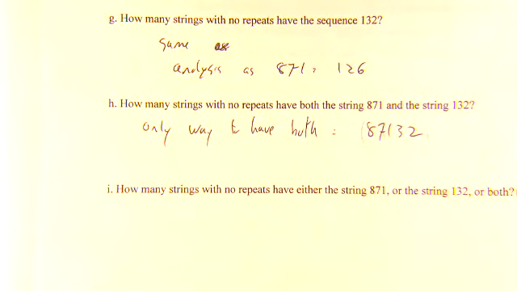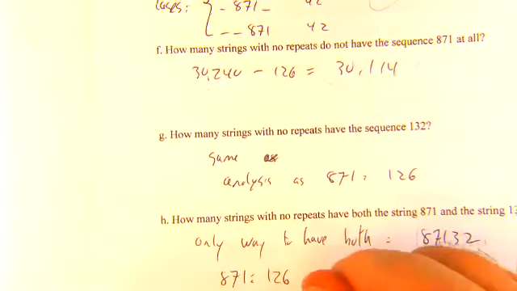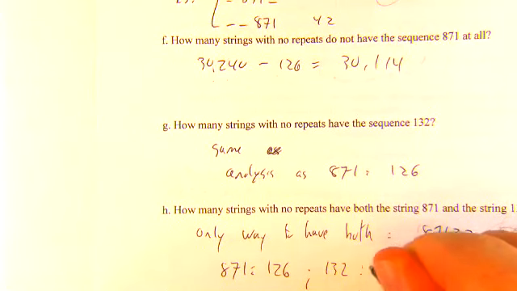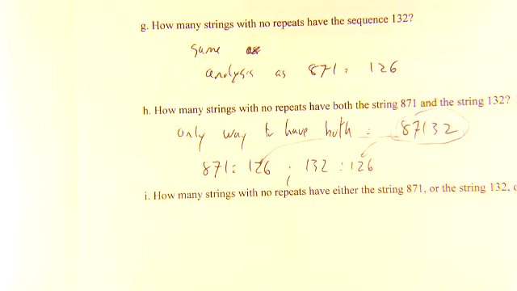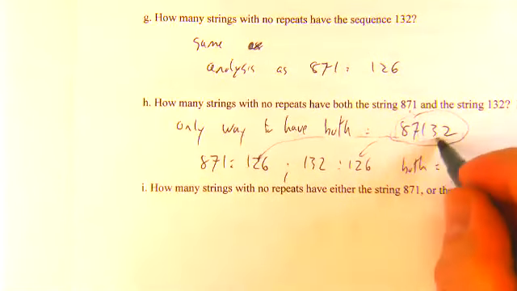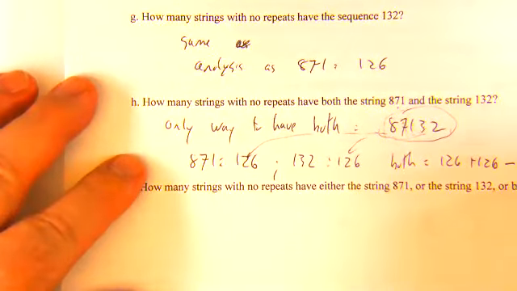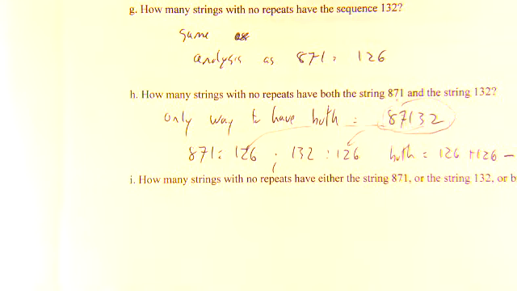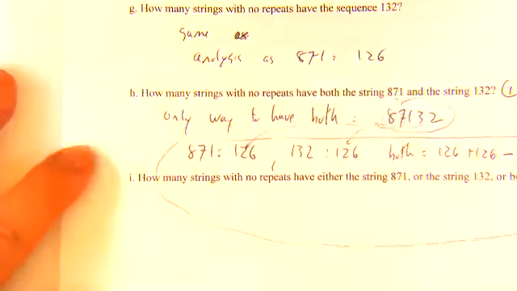So how many strings with no repeats have both the string 871 and 132? 871, there's 126. 132, there's 126. This string is counted once here and once there, right? Because it's got both. So the total with both would be 126 plus 126 minus the overlap, minus 1 occurrence of this string, because we don't want to double count it. So that's 252 minus 1, 251. Oh. So this is just 1. This argument was answering that question below. I got a little ahead of myself.